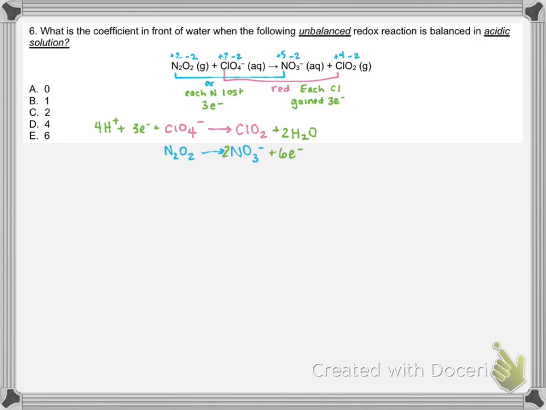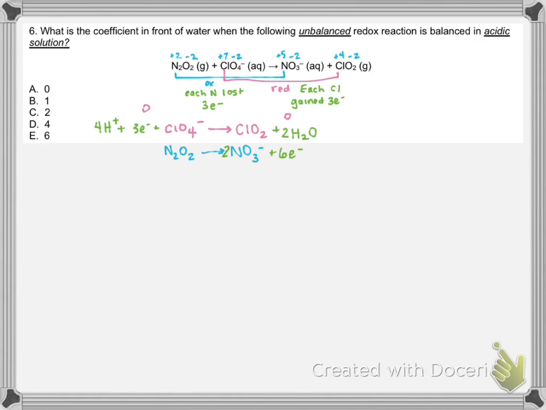And one way we can check is to make sure that the overall charge on the left is the same as the overall charge on the right. So here we have +4, -3, -1. So this side's overall neutral. And then on the right, we're overall neutral. So that seems good.